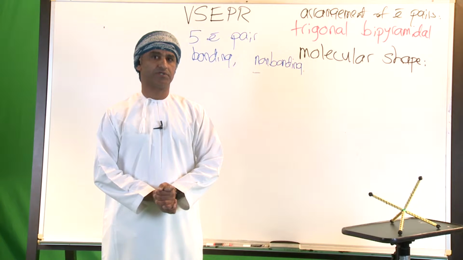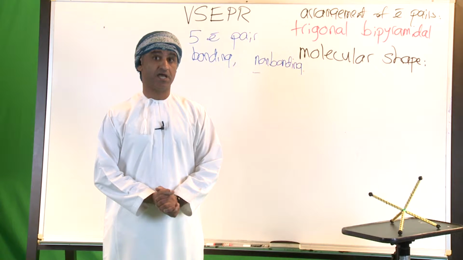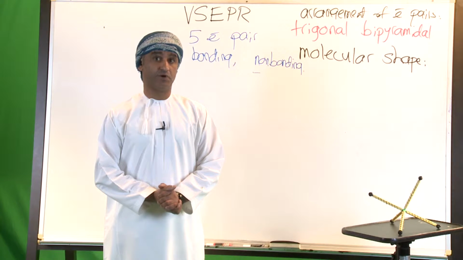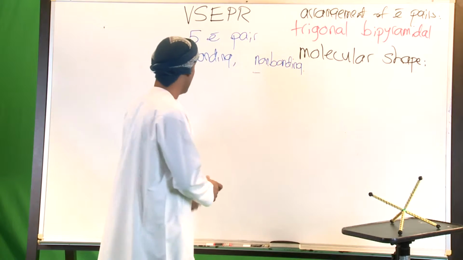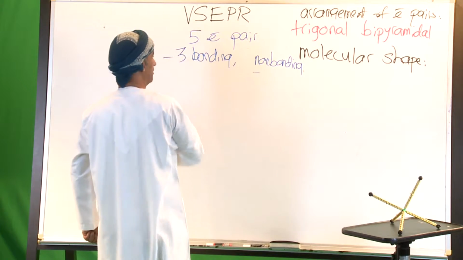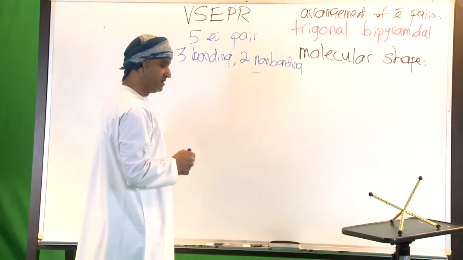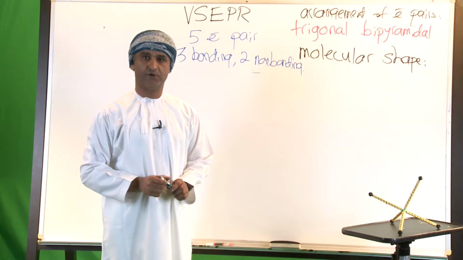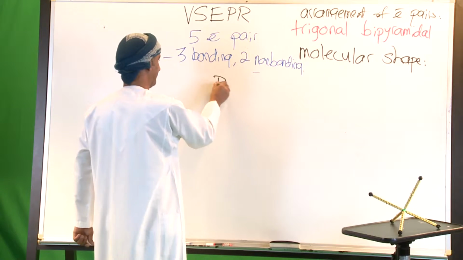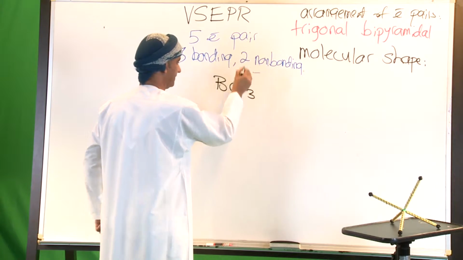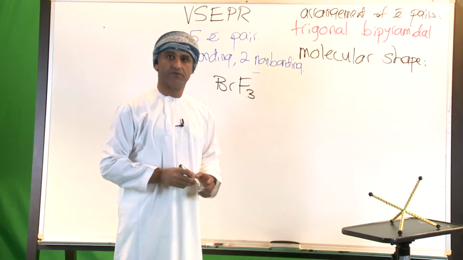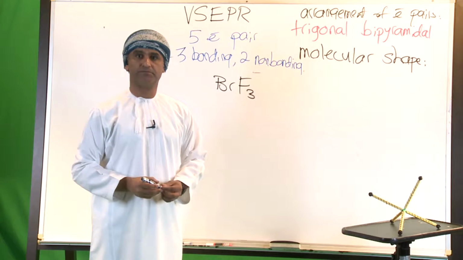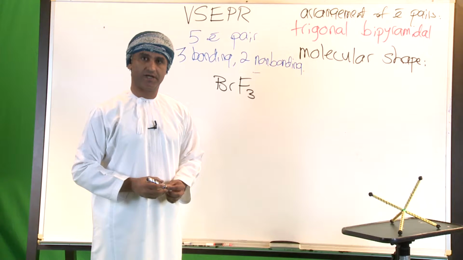To move on, we need now to consider a 5-electron pair case, but this time we take a case where 3 of the electron pairs are bonding and 2 of them are non-bonding. So let's do that: 3 bonding and 2 non-bonding. In this regard we take bromine trifluoride, BrF3, as an example of a 5-electron pair case where 3 of the electron pairs are bonding and 2 of them are non-bonding.